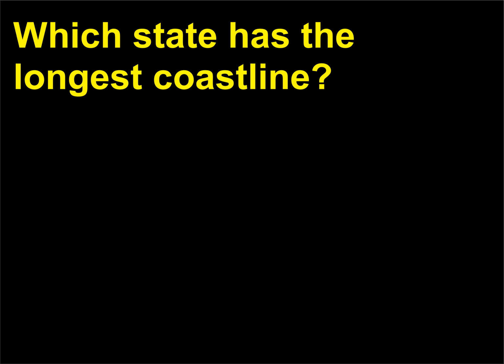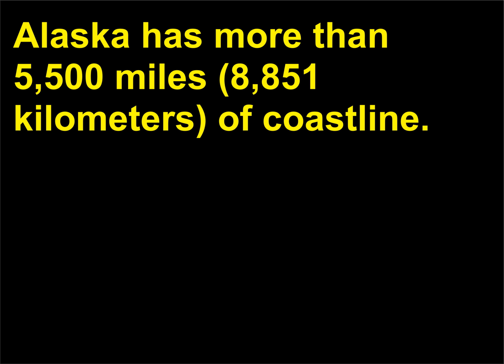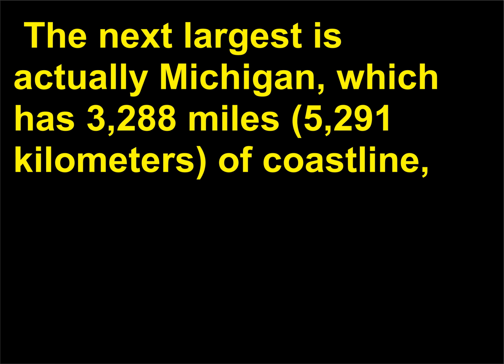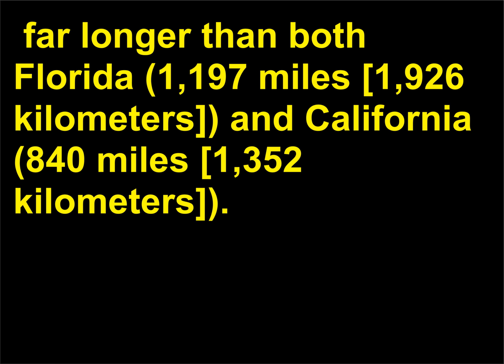Which state has the longest coastline? Alaska has more than 5,500 miles, 8,851 kilometers, of coastline. The next largest is actually Michigan, which has 3,288 miles, 5,291 kilometers, of coastline. Far longer than both Florida, 1,197 miles, 1,926 kilometers, and California, 840 miles, 1,352 kilometers.